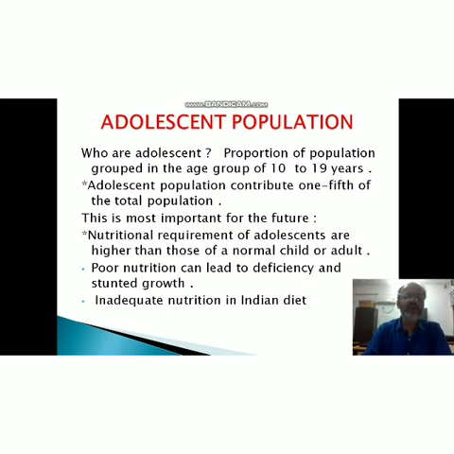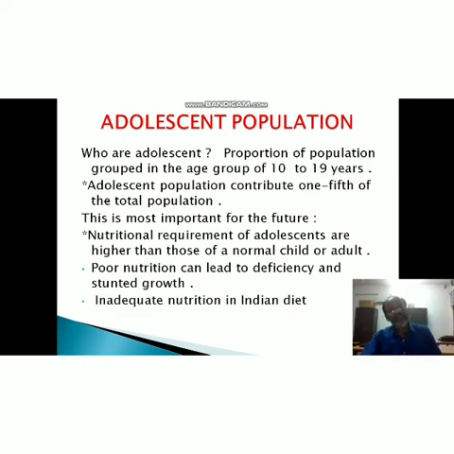The nutritional requirements of adolescents are higher than those of a normal child or adult. This is the growing age, so nutrition is required. Poor nutrition can lead to deficiency and stunt growth. If there is no proper calorie consumption and no good diet, there will be so many deficiencies, and growth will be stunted.